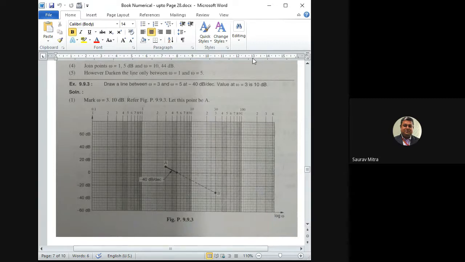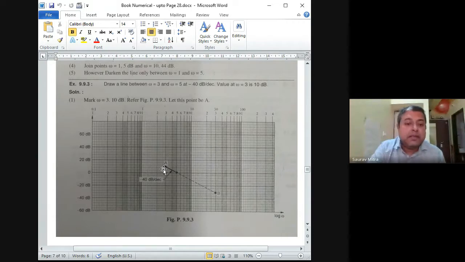So now the given point is omega equal to 3, and at omega equal to 3 the amplitude is given as around 10 dB. So this point A has a coordinate of 3, 10. That means log 3 is the x-axis point, and the y-axis amplitude is 10 dB. Now we are supposed to draw a minus 40 dB per decade line starting from here, but we won't have to go all the way.